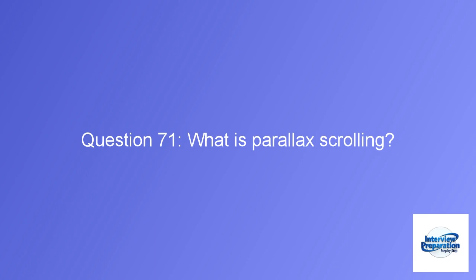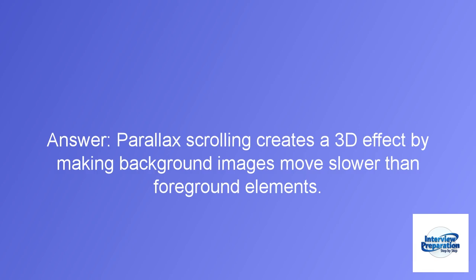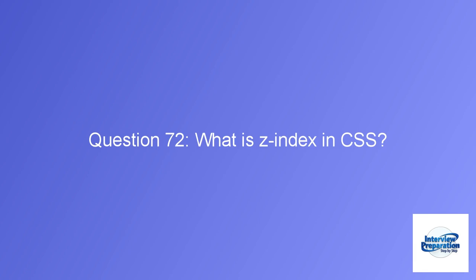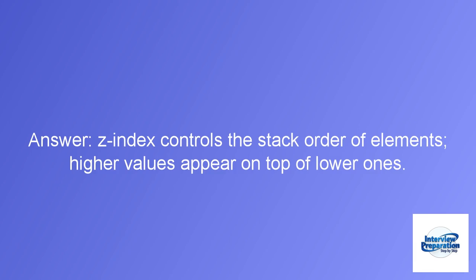Question 71. What is parallax scrolling? Answer. Parallax scrolling creates a 3D effect by making background images move slower than foreground elements. Question 72. What is Z-index in CSS? Answer. Z-index controls the stack order of elements. Higher values appear on top of lower ones.